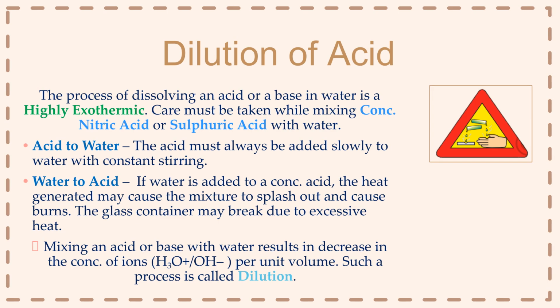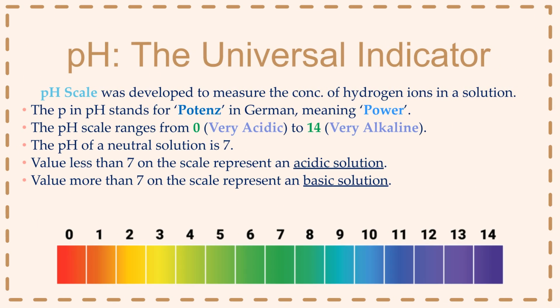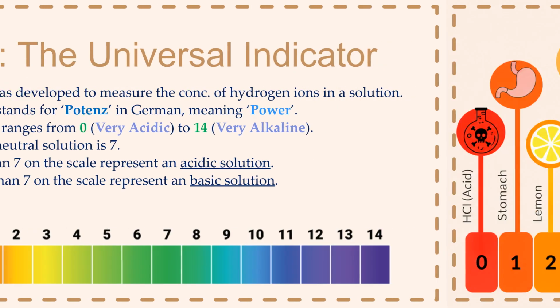Acid should always be added slowly to water with constant stirring to prevent splashing or damage to containers due to excessive heat. The pH scale is a universal indicator used to measure the concentration of hydrogen ions in a solution. Ranging from 0 to 14, it identifies solutions as acidic, neutral, or basic.